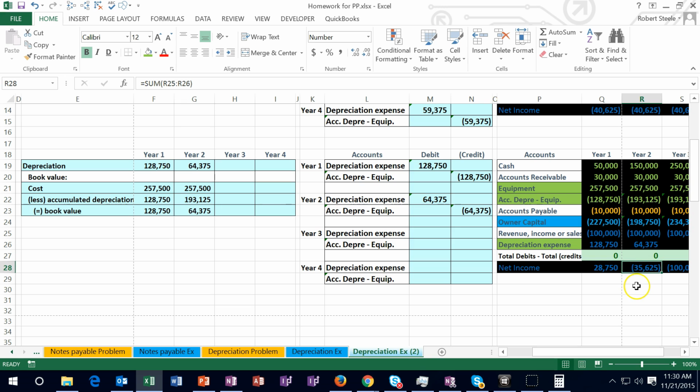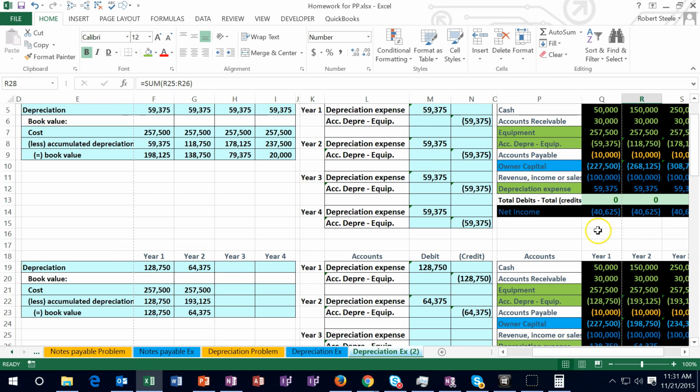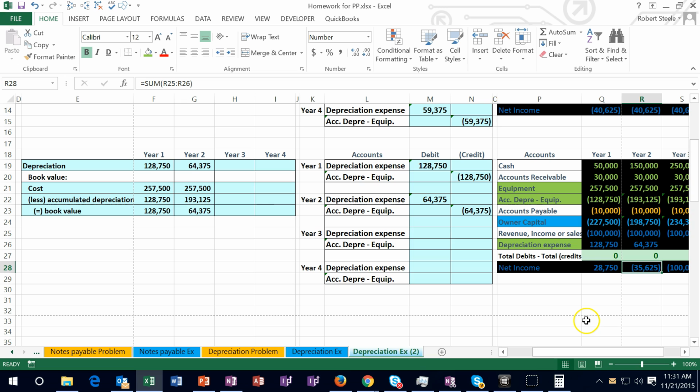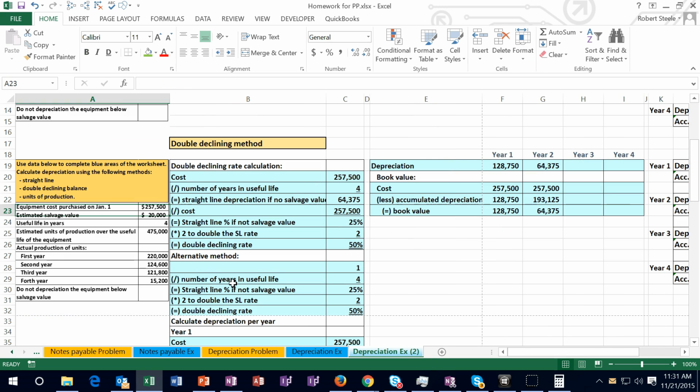Therefore, we now have net income. This number is better than this number. This is income represented by the 100,000 income less the 64,375, and therefore that's what we have. Notice the comparison between the 2 years up in the straight line method. Okay, so the book value can be calculated as net income, or the cost less the accumulated depreciation. 64,375 matches our 64,375 over here. Let's continue to year 3.